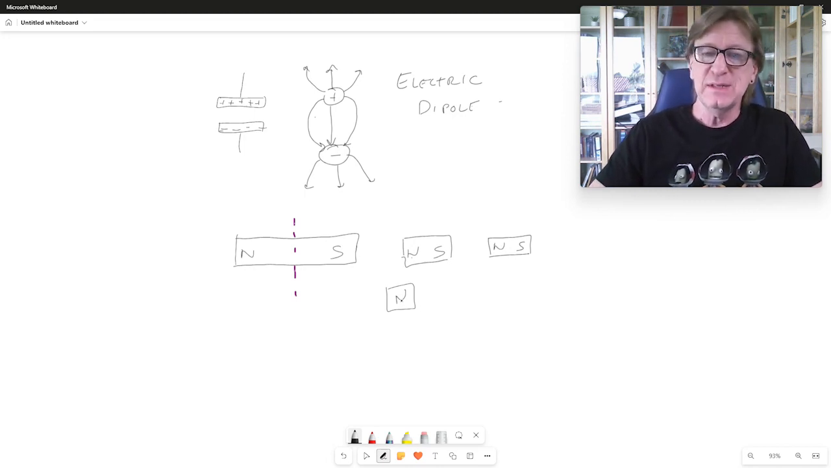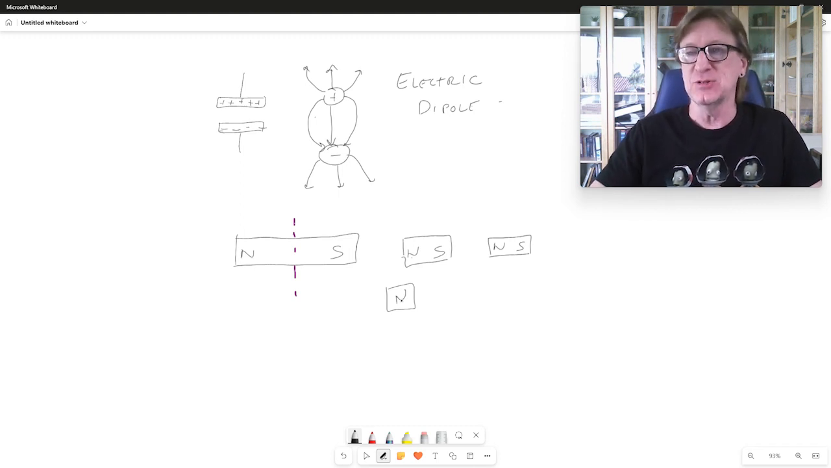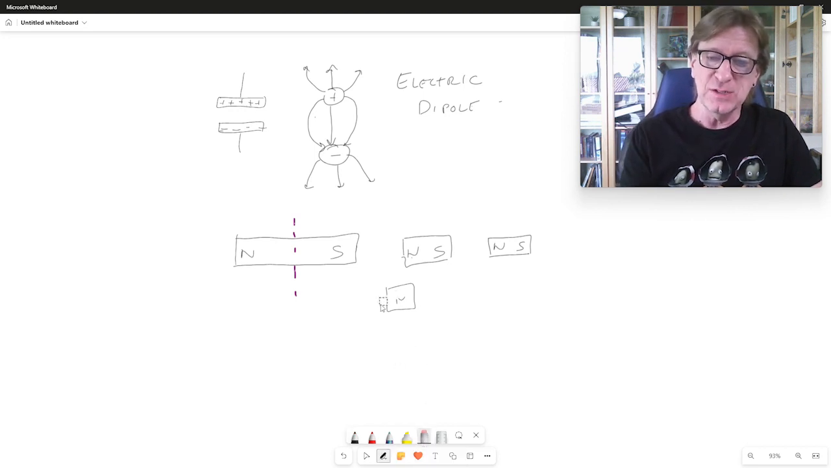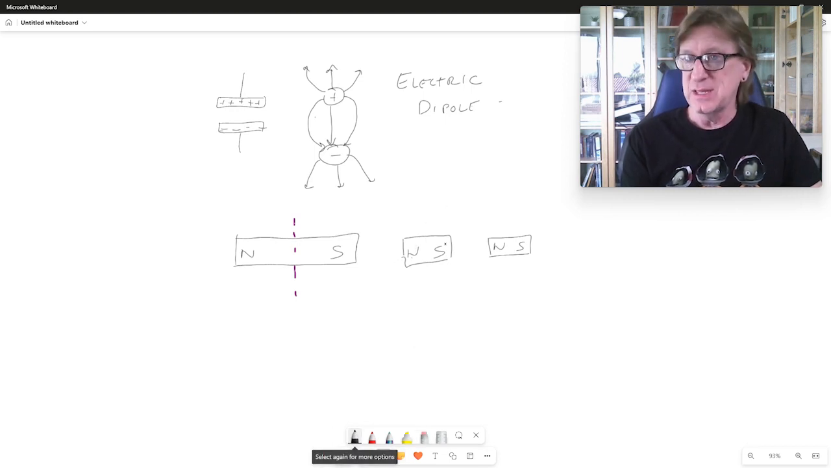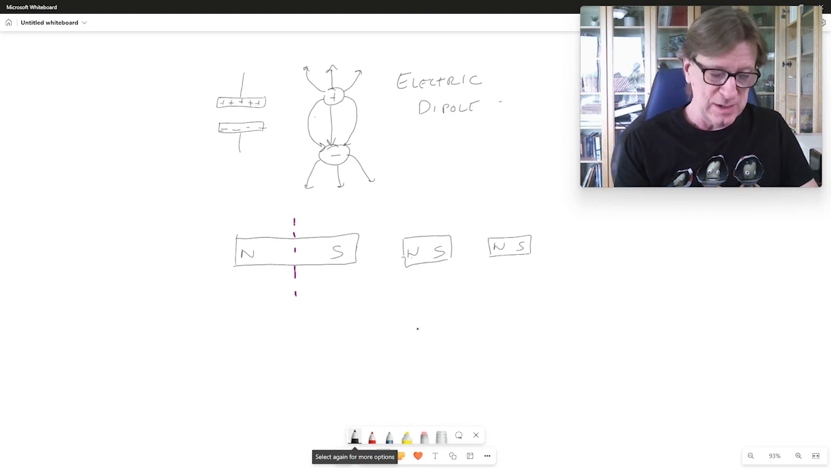And what this means is that magnetic monopoles don't exist in nature. There doesn't seem to be any way to create a magnetic monopole. The only type of magnetic field that exists is a dipole. And so that's going to have some important implications. But all that means is, no matter how many times I break this, I'm still going to end up with my north and my south magnetic poles.